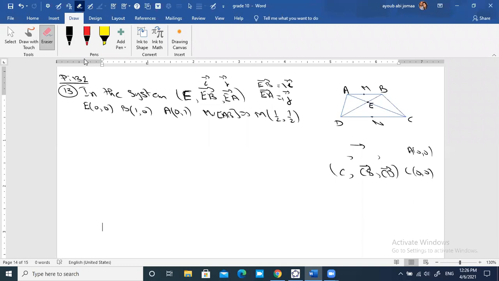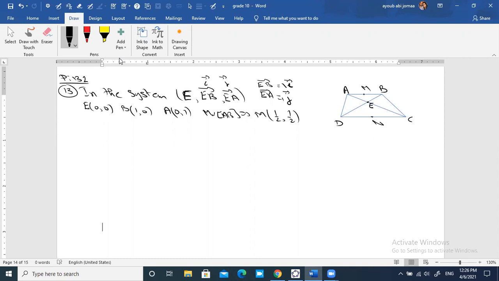I want to find the coordinates of all the points in the same system. In the same system, you have to find the coordinates of the points. You can choose any system you like. Feel free to take any system. But once you choose the system, you have to find the coordinates of all the points in the same system you choose.